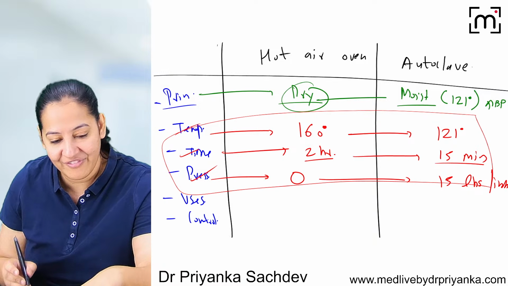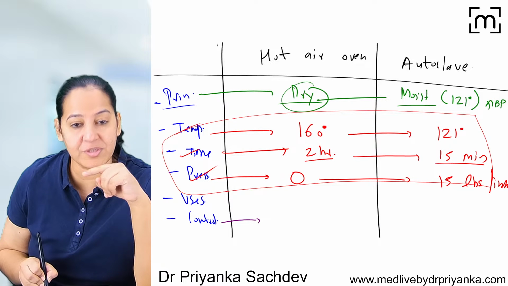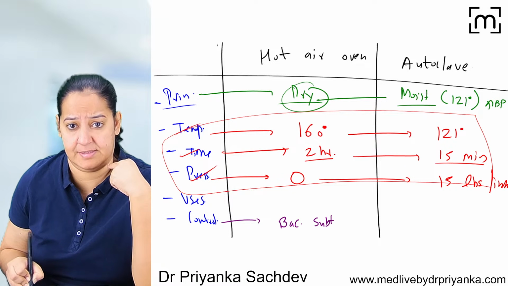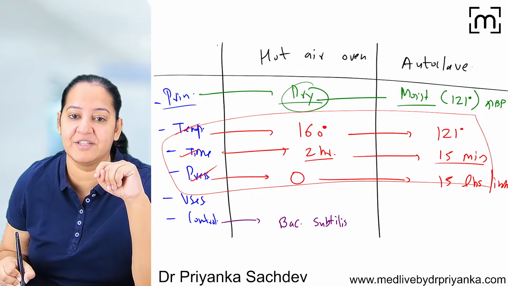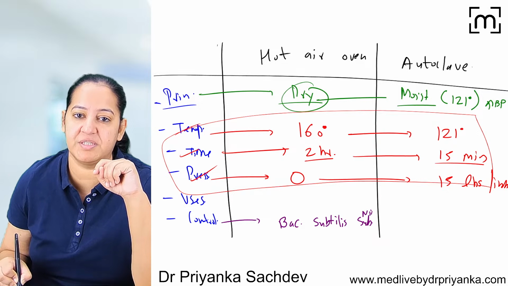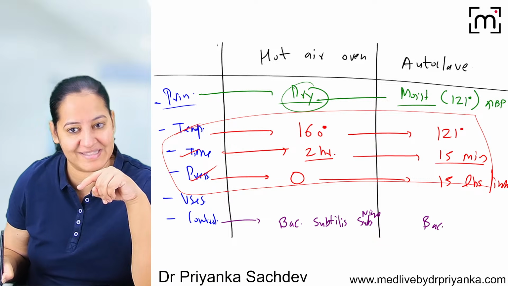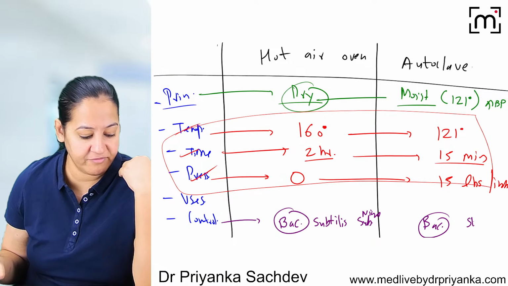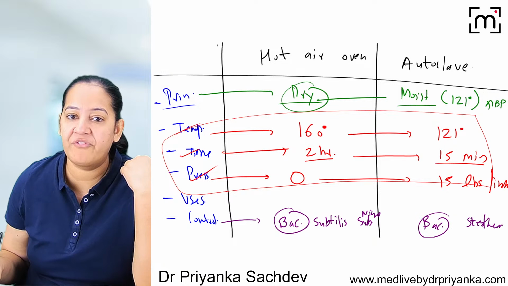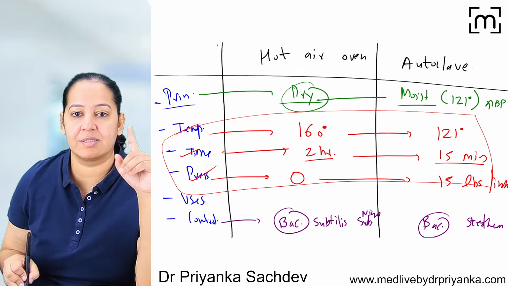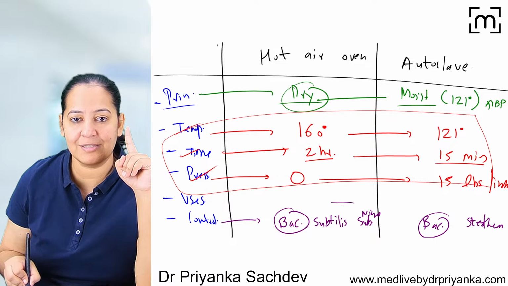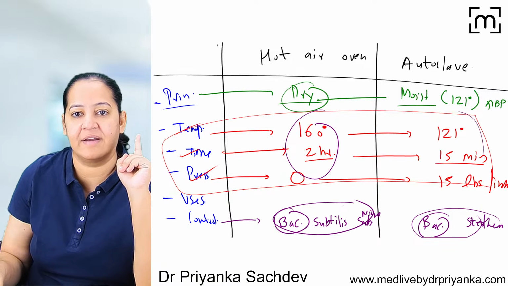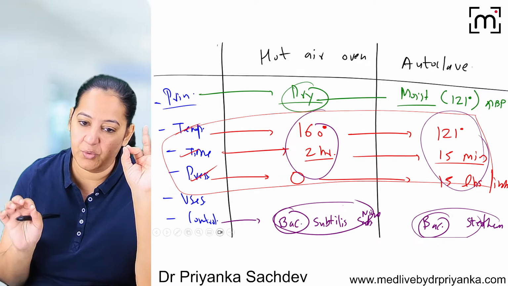Okay, tell me the control of each of them. So control here is the spores of a bacteria. The name of the bacteria is Bacillus subtilis, subspecies Niger. If you learn the subspecies also, subspecies Niger. And here the name of the bacteria is also Bacillus, but it is another Bacillus: Bacillus stearothermophilus. So spores of this bacteria get killed at this temperature and time, and spores of this bacteria get killed at this temperature, time and pressure. So these are used as the control.